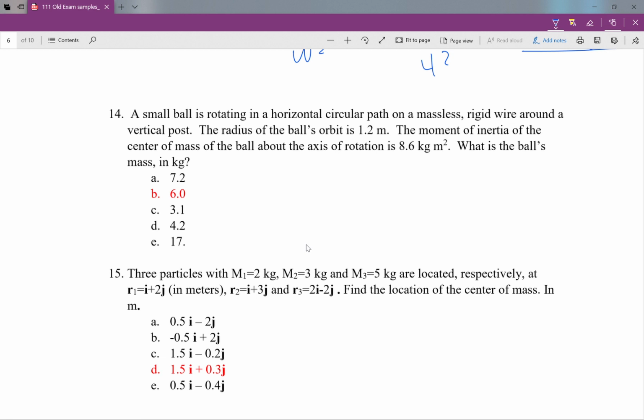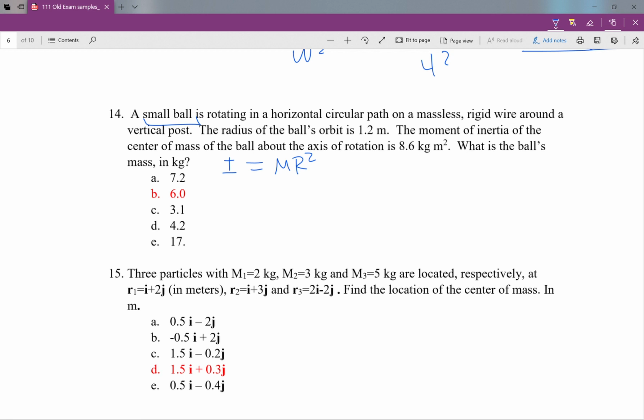Okay, so we're going to consider this ball a point mass, because it is a small ball. The moment of inertia for a point mass is just going to be the mass times the square of the radius.